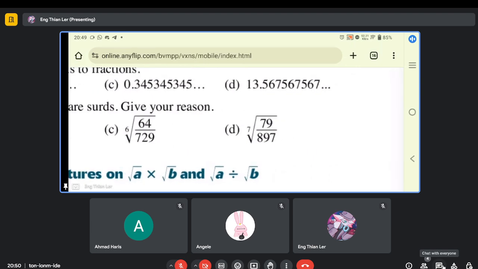Obviously 79 is a prime number. So how can you multiply 7 times an integer and get a whole number? Maybe we can try 79 over 7 and then raise it to the 1 over 7 power. We get nothing but 0.7674 blah blah blah. This is also not a surd, because we cannot write this as an integer. So that's it.